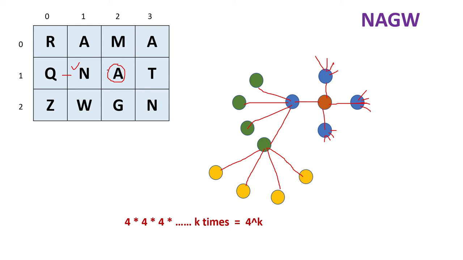Now as we are searching this word, for each and every cell we have to apply the same procedure. So for m into n cells we have to do the same operation. So the total time complexity will be 4 to the power k into m into n. That will be O(m n 4^k).